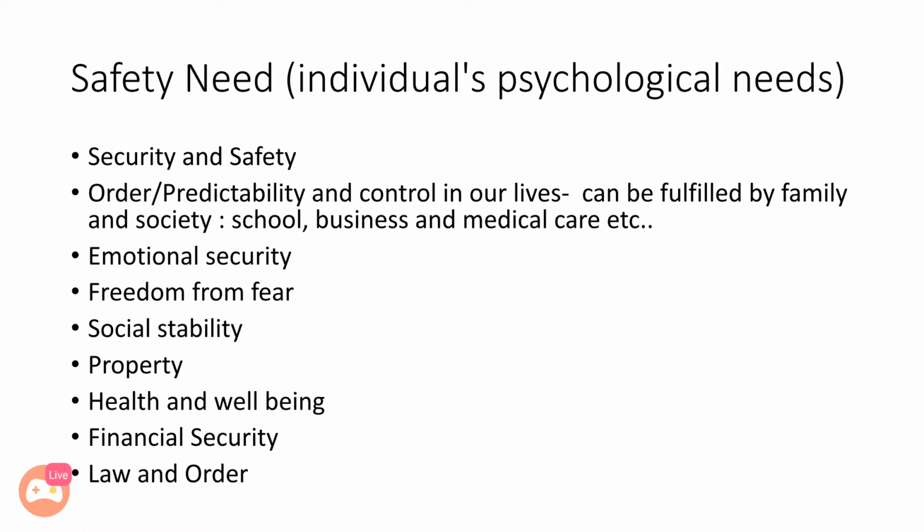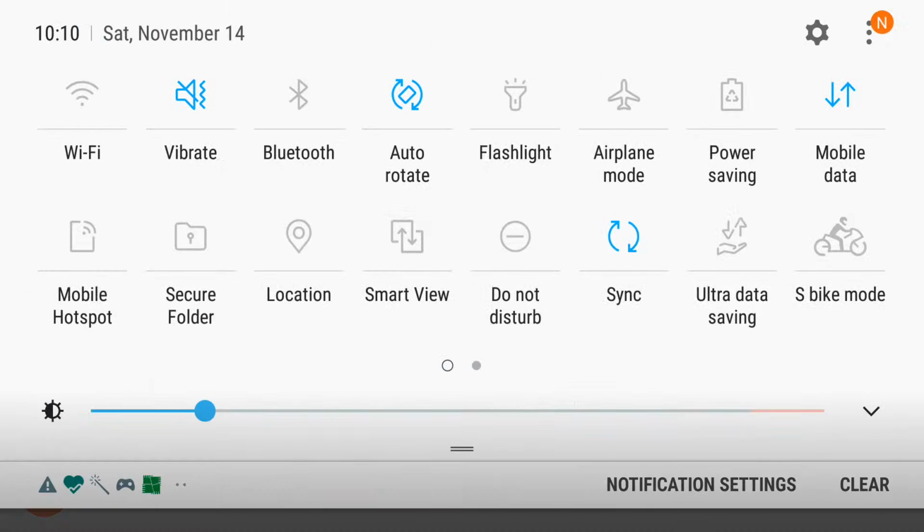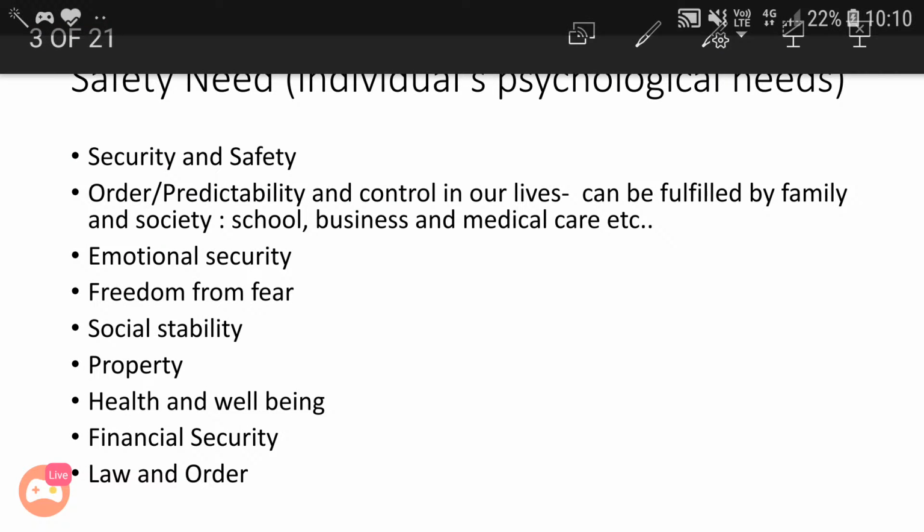Then there is safety need. The second categorization by Maslow is safety need. What are safety needs? These are psychological needs. First were the physiological needs that were related to the survival of the human body, and then this is psychological need. What is that? Basically, it is security and safety. If you want to classify this broadly, it can be classified into two things, security and safety.